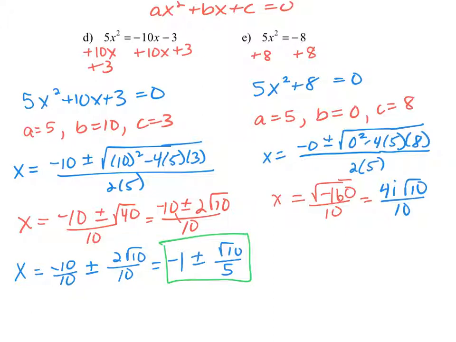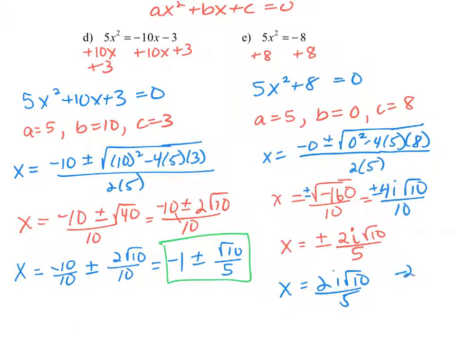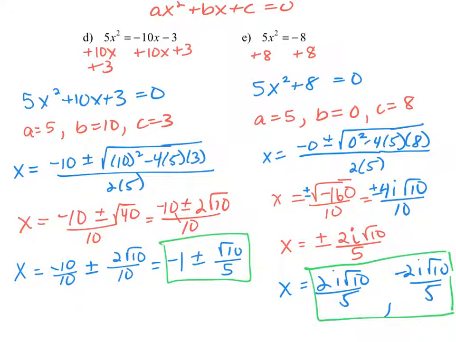Remember that we should also have a plus or minus here. When we simplify this, we get x equals plus or minus 4 over 10. We can reduce to 2 over 5, so we get 2i square root of 10 over 5. So one of these solutions is x equals the positive 2i square root of 10 over 5, while the other one is negative 2i square root of 10 over 5. Again, you can check both of those by plugging them back into the original equation to confirm that those are indeed the correct answers.